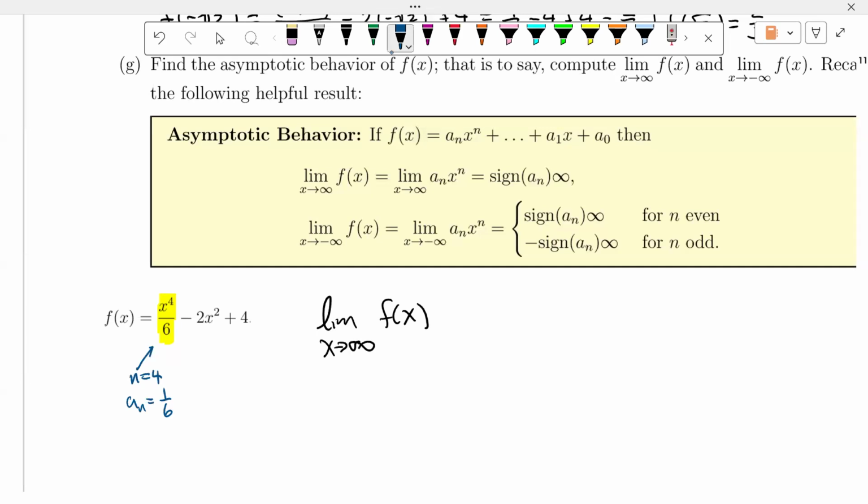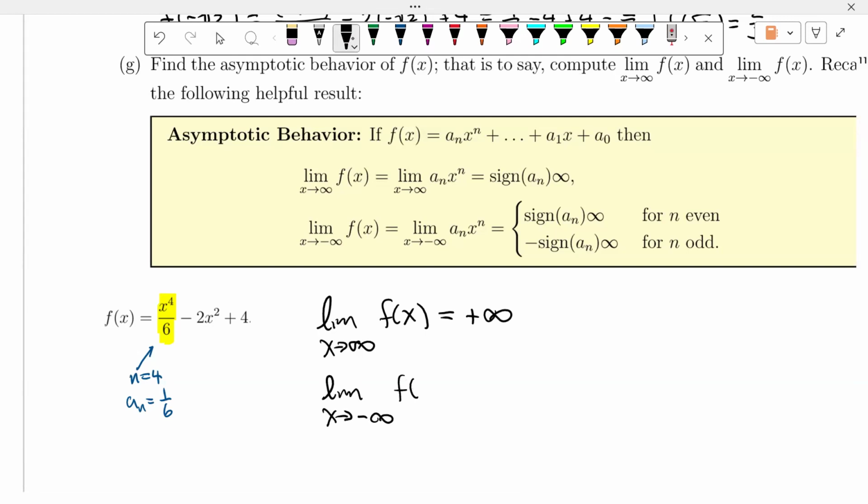All right, so that's that. We just had to figure that out. And once we figured that out, for taking the limit as x goes to infinity, all we need to do is determine whether this a sub n is positive or negative. Is 1/6 positive or negative? It's positive. And so this goes to positive infinity for that reason. That's it. Now, when x goes to negative infinity, things get a little bit more complicated.